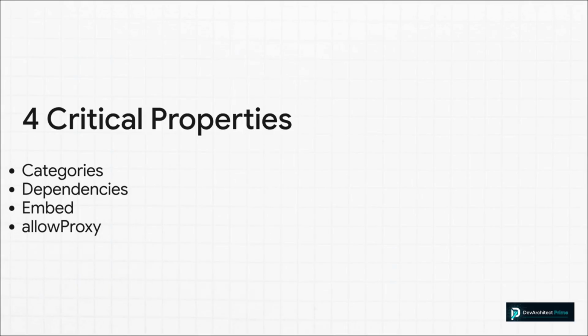There are 4 critical properties a client lib absolutely must get right. Number 1, categories. This is the name other code uses to actually load your library. Number 2, dependencies. This tells AEM, hey, load this other library before you load me. Number 3, embed. This is an instruction to physically merge another library's code directly into this one's output. And finally, number 4, allow proxy. This allows AEM to serve your files from a safe public path instead of exposing your highly sensitive internal application folder.